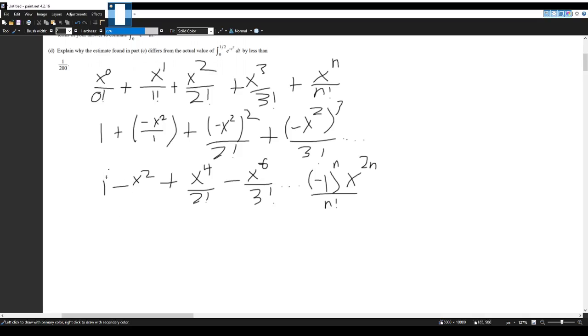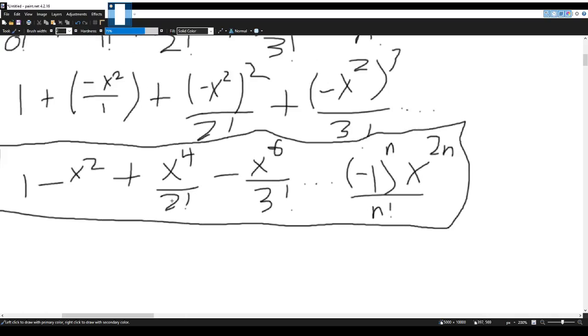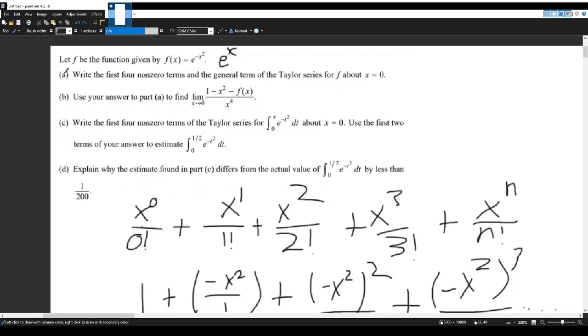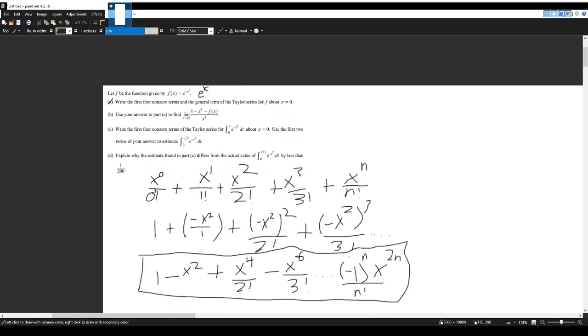So, yep, this is the correct answer. Of course, if you're actually writing it, you might want to make this just 2 and make that just 6. But I don't see why they wouldn't accept this. So that's part A. That just hinged on the fact that we know e to the x, right?